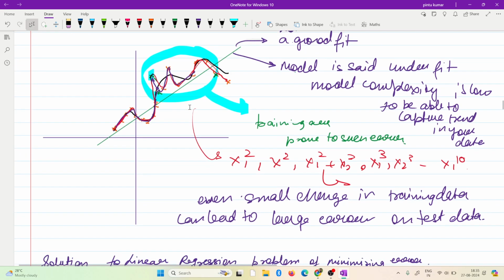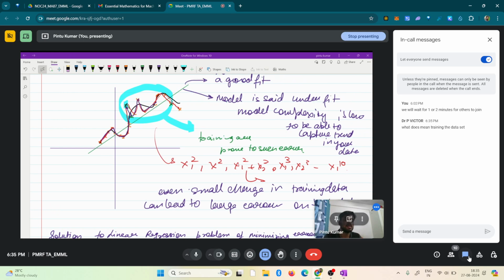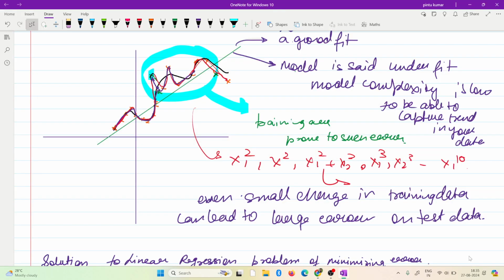Training the data. I would have meant training on the training data set. So I'll briefly explain what is training data set and test data set. Then I think it will be more clear. But for the time being, just remember that if you choose a very high complexity model, then you can do very well on the training data, but you will make large error on test data. So this kind of setup is called overfitting.